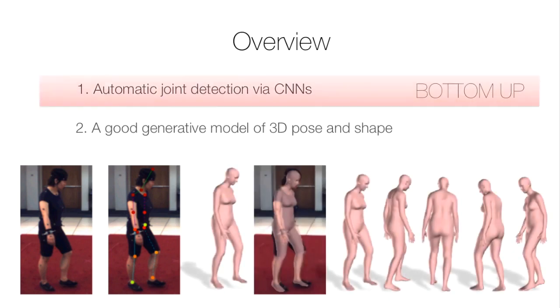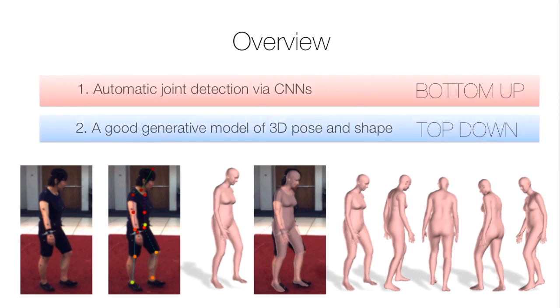This fits within a classical paradigm of bottom-up estimation, followed by top-down verification. We can obtain shape from just the joints, because SMPL captures so much information about human body shapes. We call our approach SMPLify.